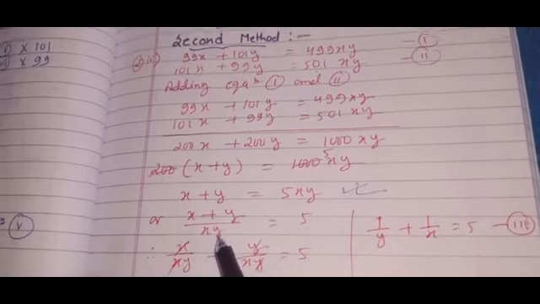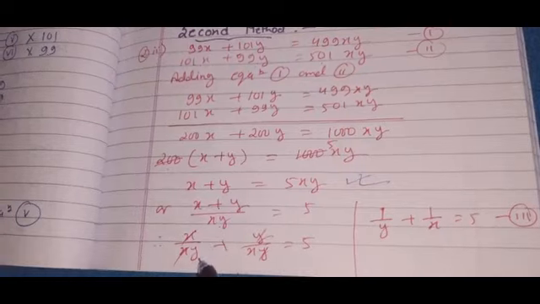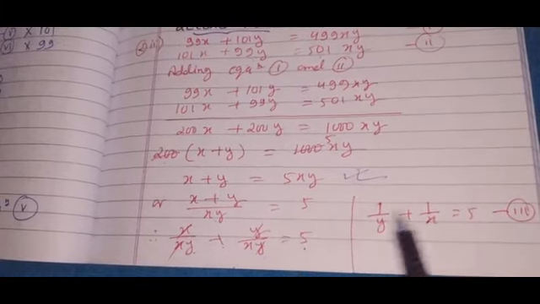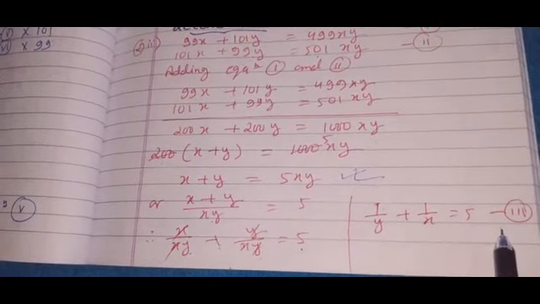So x plus y upon xy, so x upon xy plus y upon xy is equal to 5. It means 1 by y plus 1 by x is equal to 5. Okay.